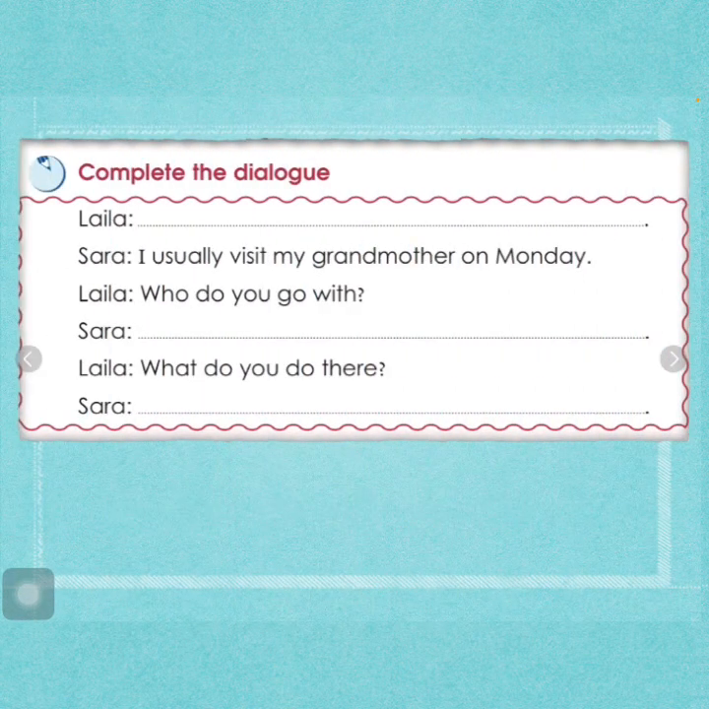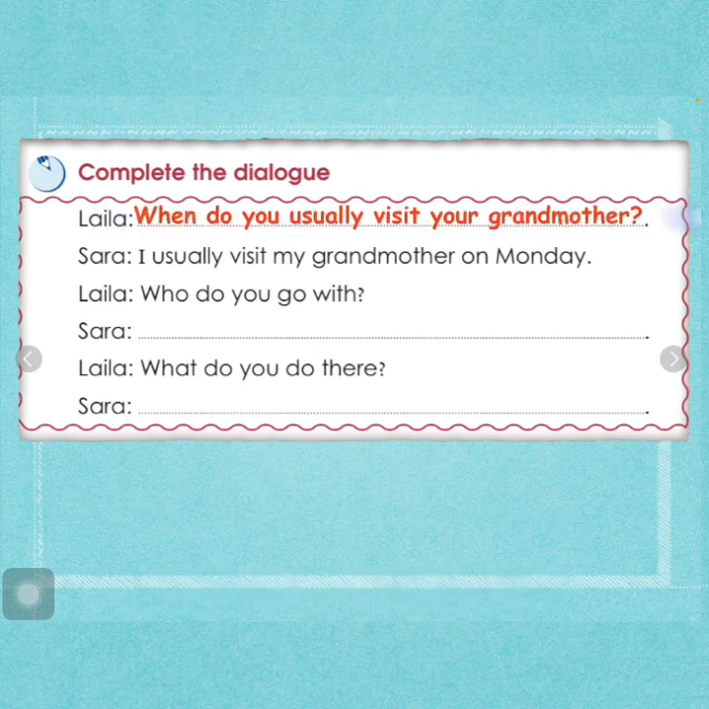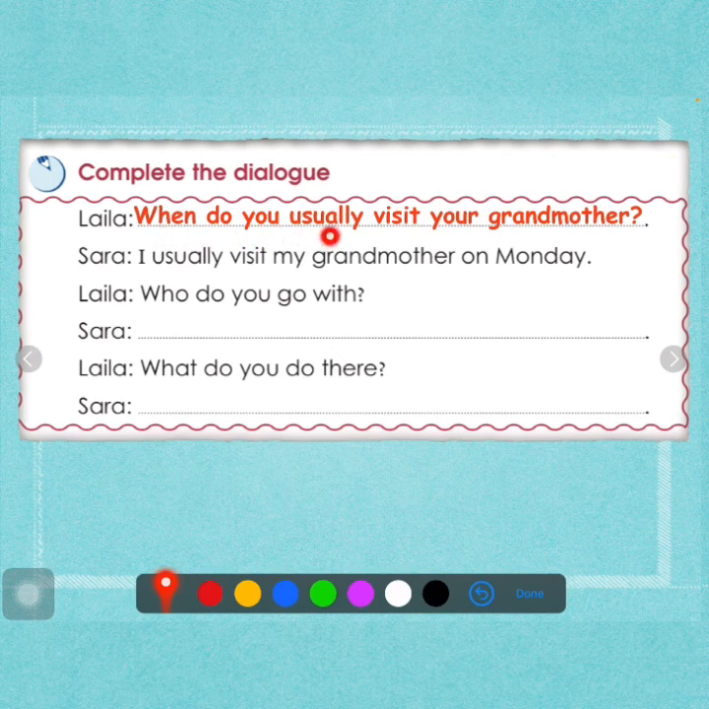Okay, girls, now look at here. Sarah said, I usually visit my grandmother on Monday. Now, girls, what do you think? What is the question? When do you usually visit your grandmother? I usually visit my grandmother on Monday.